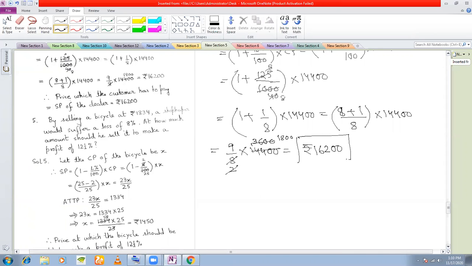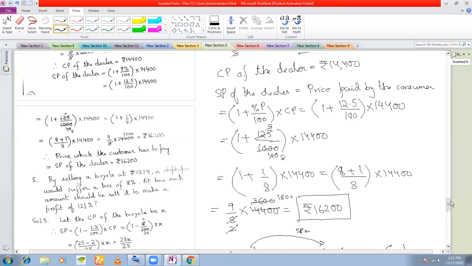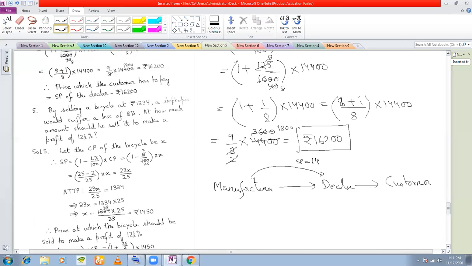So how much does the consumer pay? 16,200. So what is happening here? You have the manufacturer, who is selling it to a dealer, and the consumer is buying it from the dealer. The manufacturer is selling it to a dealer at 14,400, and then in turn the dealer is selling it to the consumer at 16,200. So this must be the price that the consumer must be paying.